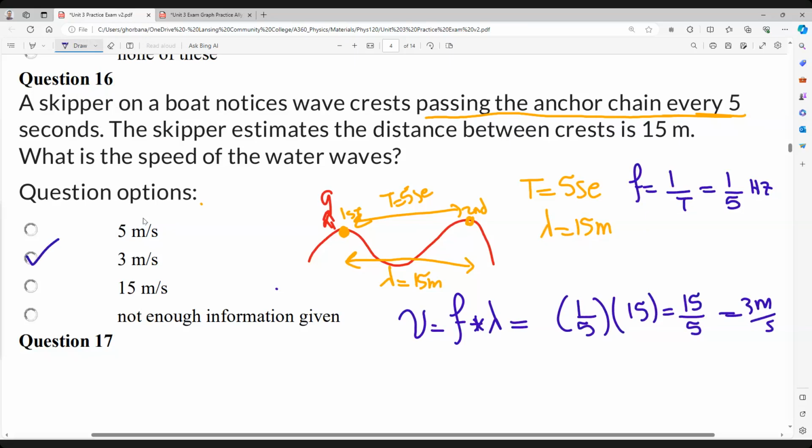So again, it is important to read the problem to see what kind of information you can get from it. The person experiences two crests every 5 seconds. Every 5 seconds means that it is a period. The distance between these two crests is 15, so the wavelength is 15. Now calculate the velocity. Velocity is frequency multiplied by lambda. Calculate the frequency because you have the period, and then you would be okay.